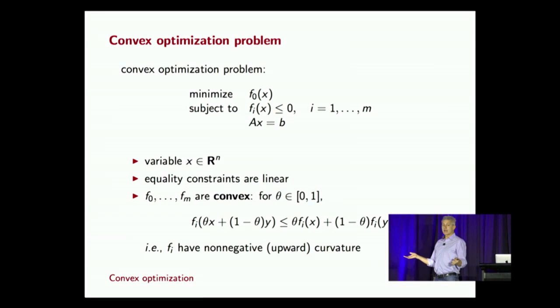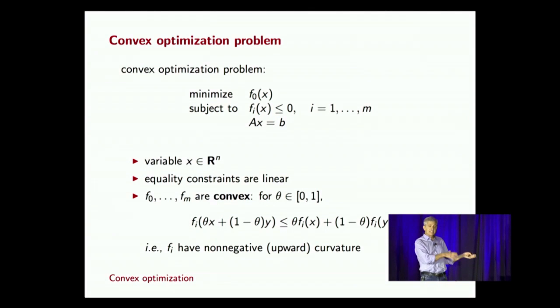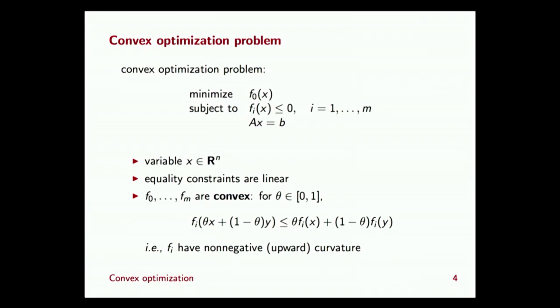Well, it's a mathematical optimization problem, and it looks like this. You have a variable that you're going to choose. That's x. It's an n vector. These could be, for example, the parameters in a model of some data. You have an objective. That's f0 of x. That might be some measure of how well your model fits the data that you have. It could also include other terms like regularization. You have some constraints, and you have some inequality constraints.